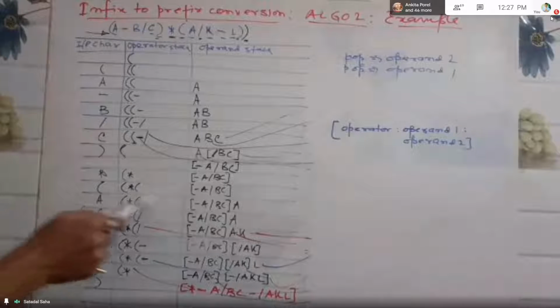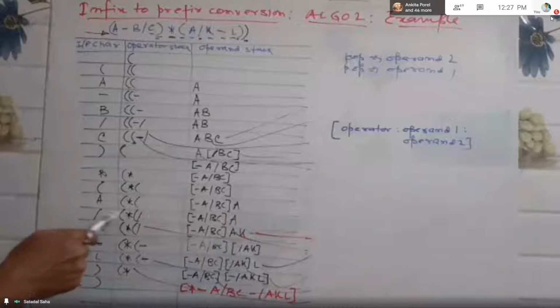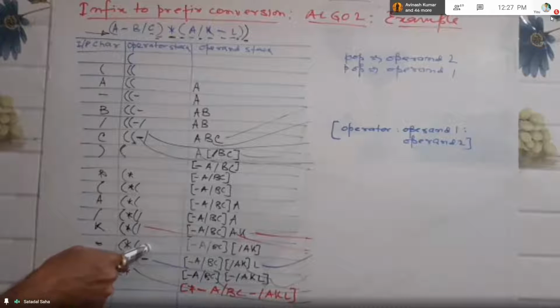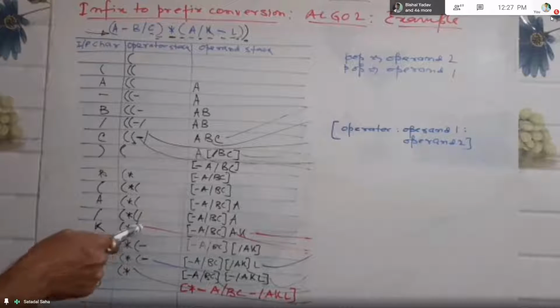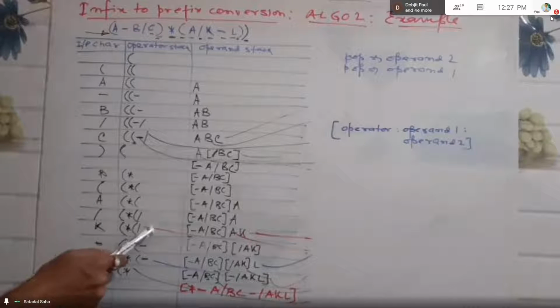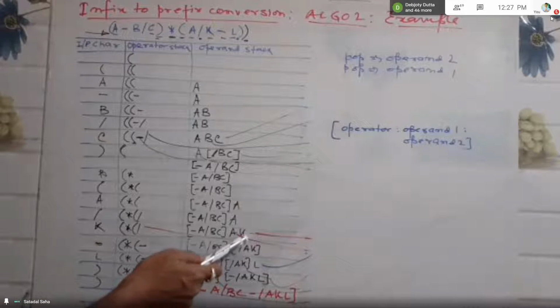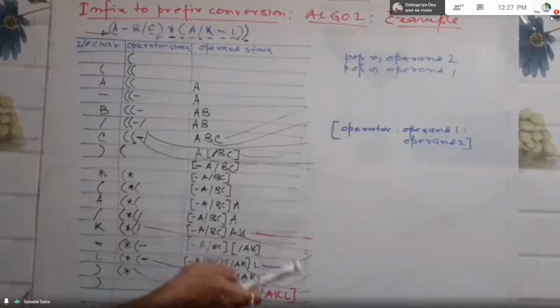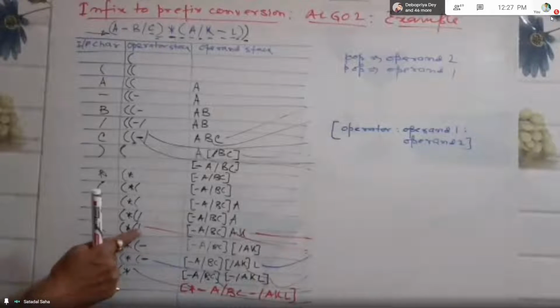Then A, put it into the operand stack. Then division, put it into the operator stack. Then K, put it into the operand stack. Minus, it is to be put in the operator stack, but in the operator stack there is already an operator for division which has higher precedence than the minus sign. So you need to pop this first. Popping means you need to pop these two operands K and A, and then division, and then make a sequence like division A K. Put it into the operand stack, and this becomes free, and put this minus sign over there.